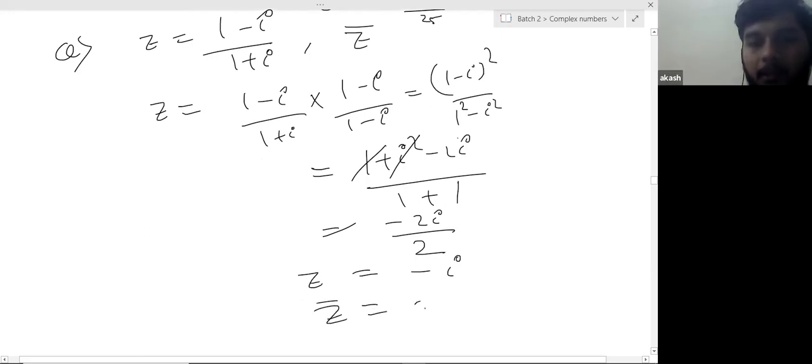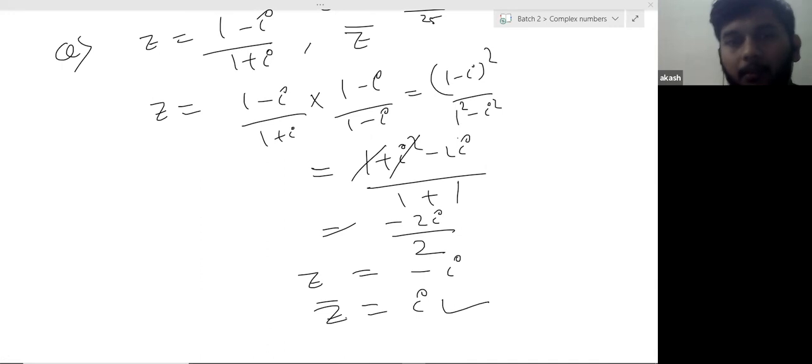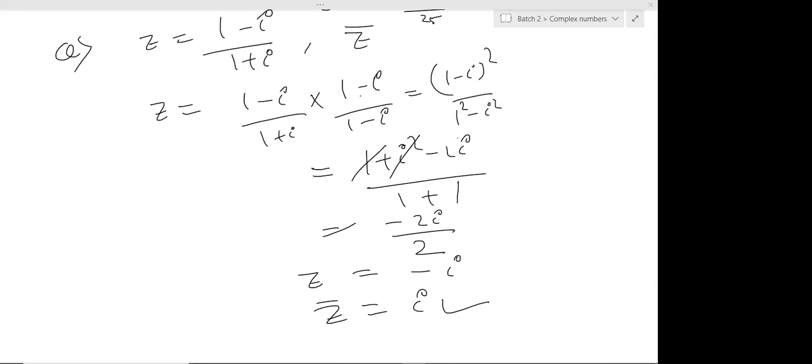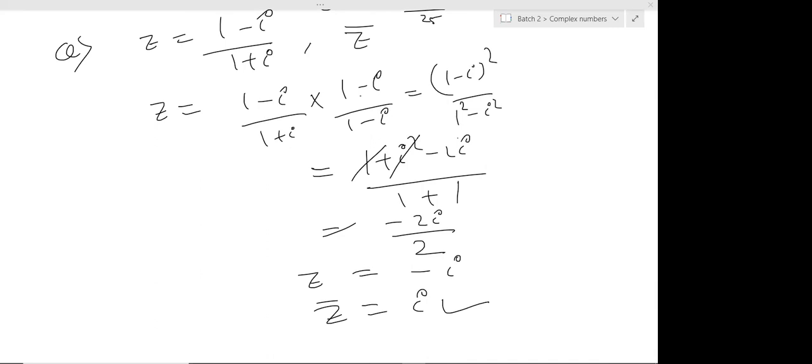So z bar will be i. Plus i. Yes, sir. So 0 plus i also, right? The same thing. Yeah, same thing. 0 plus i, no issues. Yeah, Nalin is also right. Mazia, clear? Yes, sir. No issues, right? No. Okay.